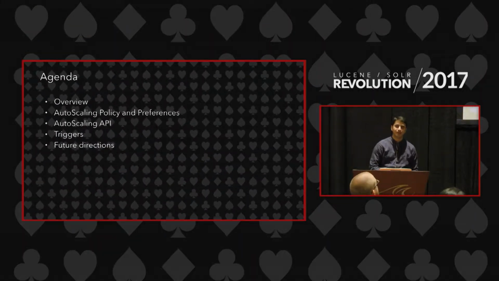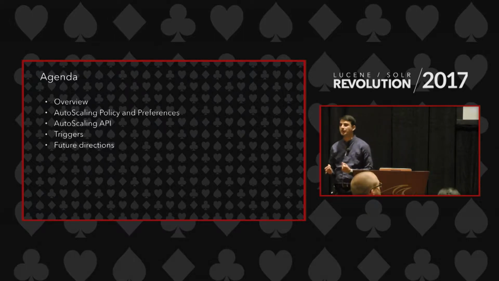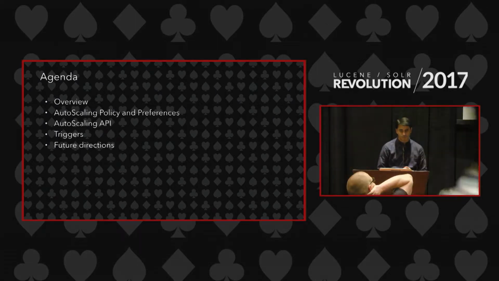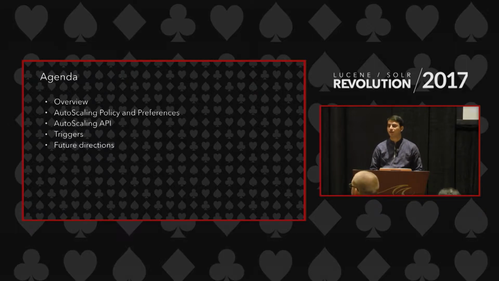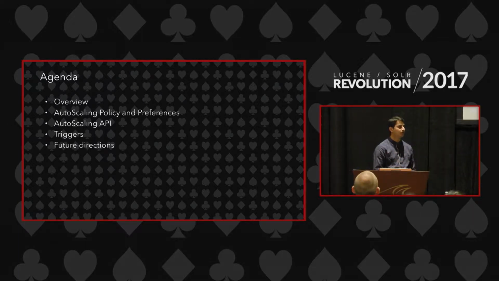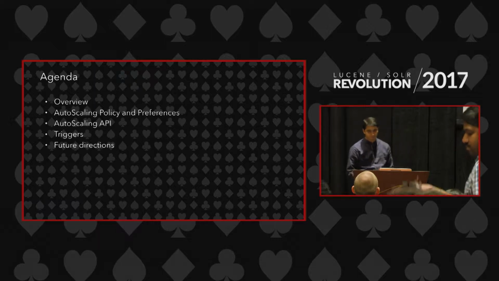So the agenda of this presentation is we want to tell you the background of this work, why we are doing this, what are the ultimate goals, even if you're not there yet, where we hope to go. We want to tell you about the autoscaling policy and preferences framework. It's a very powerful engine that's being built inside Solr, and you'll see a lot of exciting stuff happening in future releases. I will tell you about the Autoscaling API, which lets you use this framework, and I'll briefly go over some of the future directions of this work.